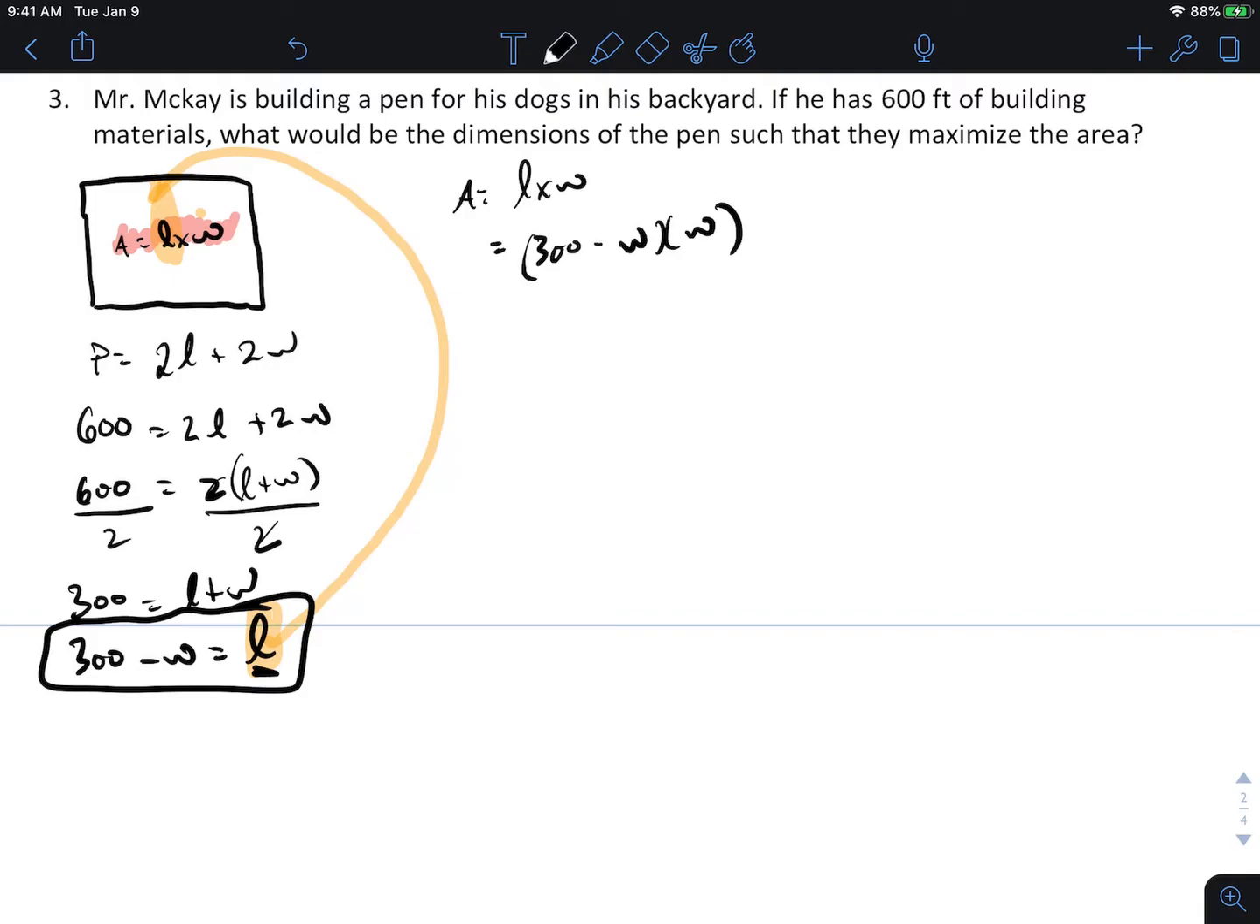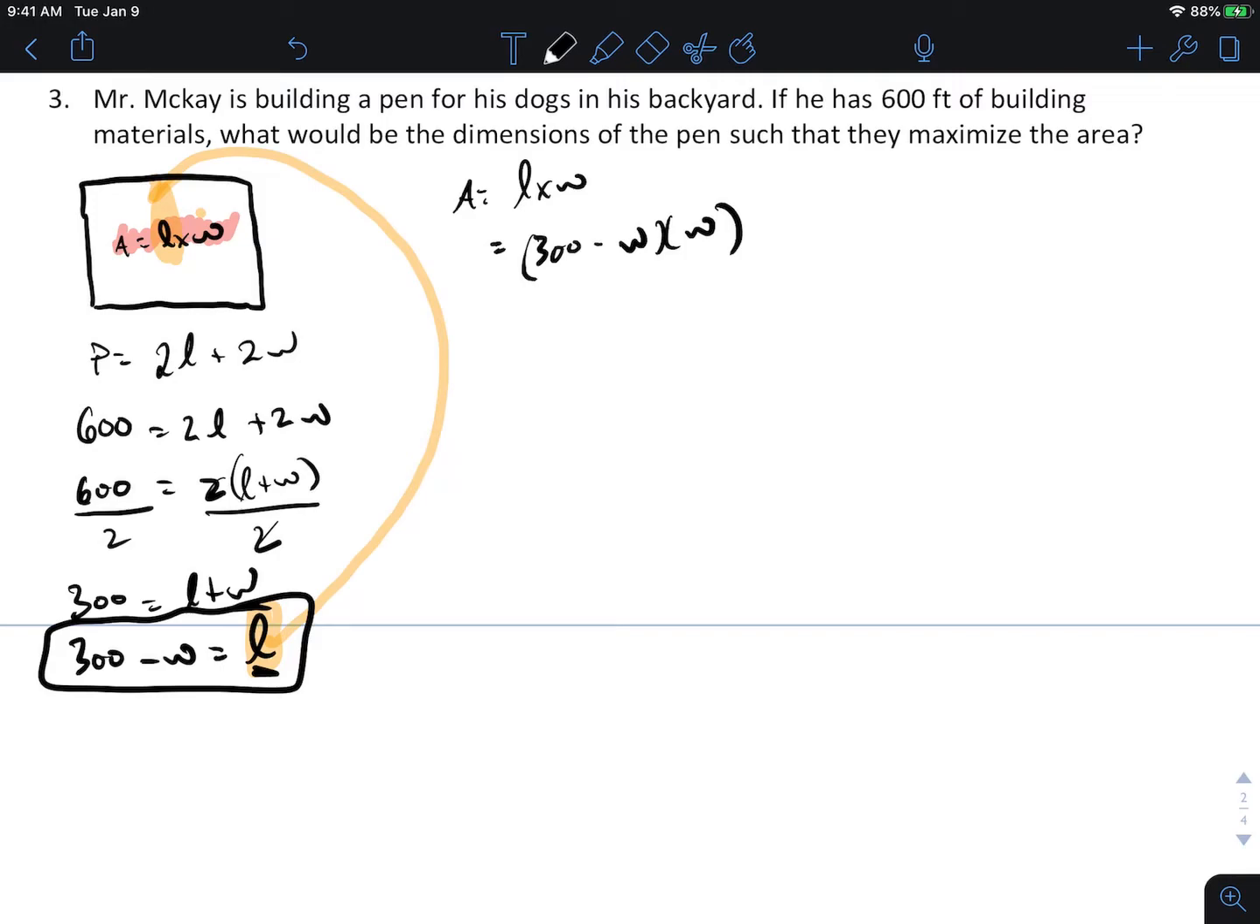No more lengths. They're gone. Got rid of them. I only have widths now, right? So I've navigated a way that I've gotten algebraically, I've eliminated the length. So now if I were to do some math manipulation or algebra on this thing, I'm going to be able to find what the actual width is.